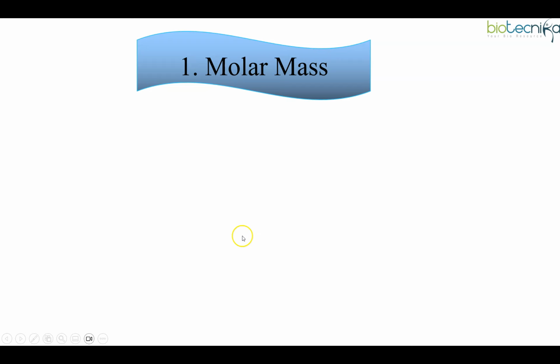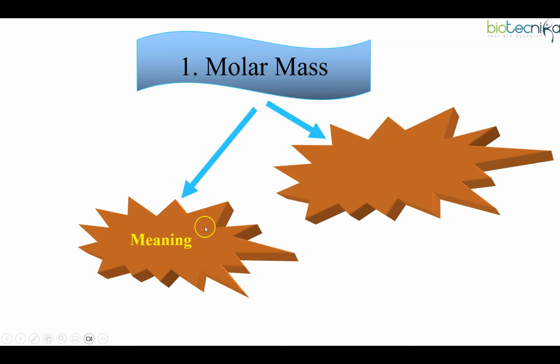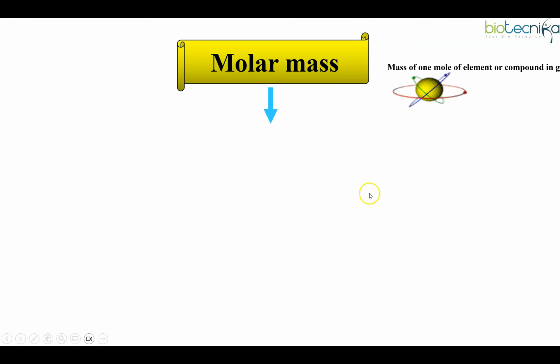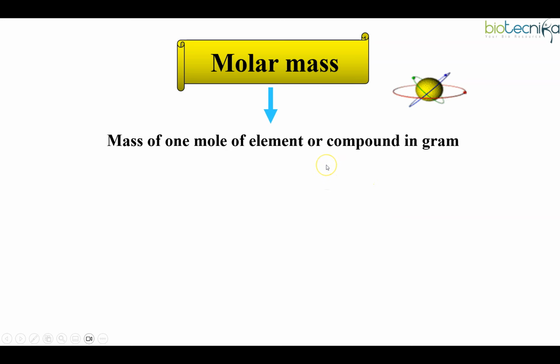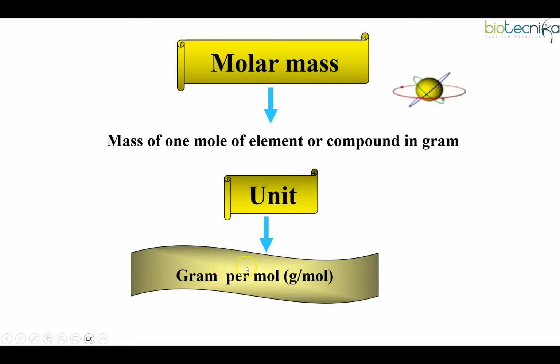Similar to the amount of mass, we have something called molar mass. This is your first concept for today. We will understand what is the meaning of molar mass and also what is the relation to Avogadro's constant. Molar mass is nothing but the mass of 1 mole of an element or compound expressed in gram. The unit of molar mass is grams per mole. That means how many grams will be the weight per mole.